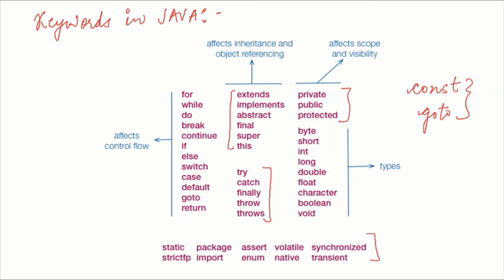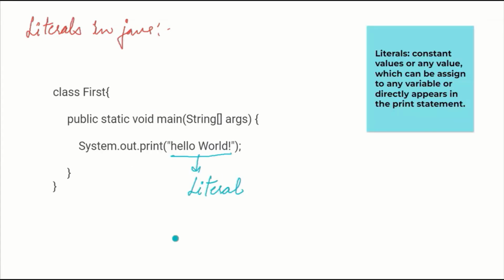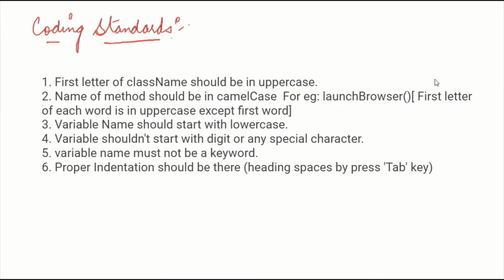If you're talking about literals, is there any literal available in Java? Yes, there are three built-in literals. They might seem like keywords, but they are actually literals, and you can't use these as an identifier. Here we have a few coding standards: the first letter of the class name should be uppercase, and we should use camel case for methods and variables. The variable shouldn't start with a digit or any special character. A variable name must not be a keyword, and proper indentation should be there. By pressing the tab key, we can add these leading spaces.